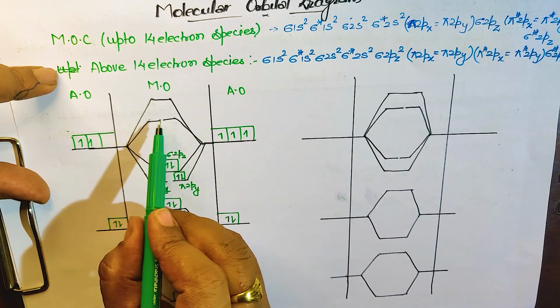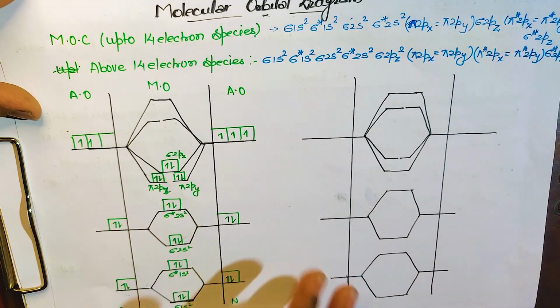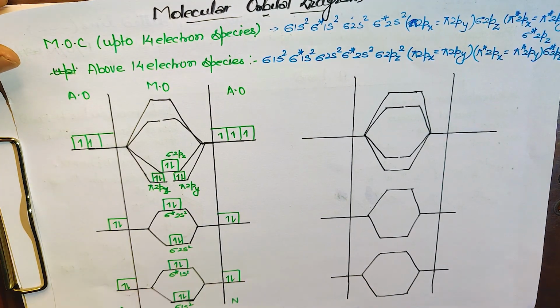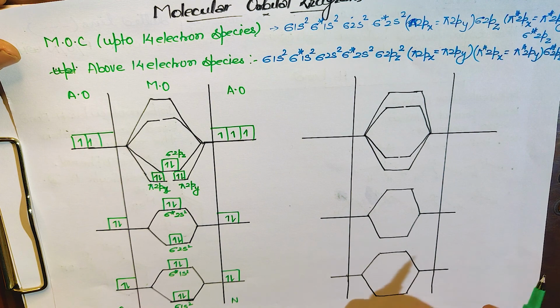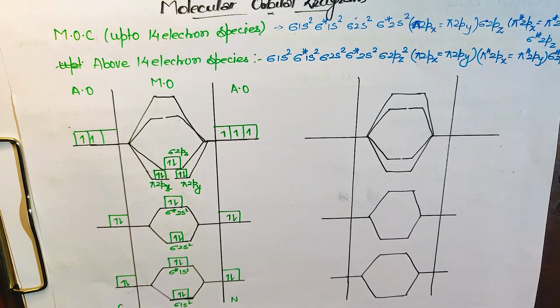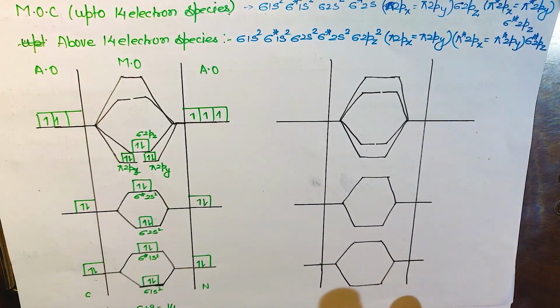No electrons in pi star and sigma star, so we will not fill them. Clear? This is the bonding. This is the molecular orbital diagram for that. Tell me whether it will be paramagnetic or diamagnetic. Since there are no unpaired electrons, it will be diamagnetic. And if it is diamagnetic, that means it is not going to have any magnetic moment.